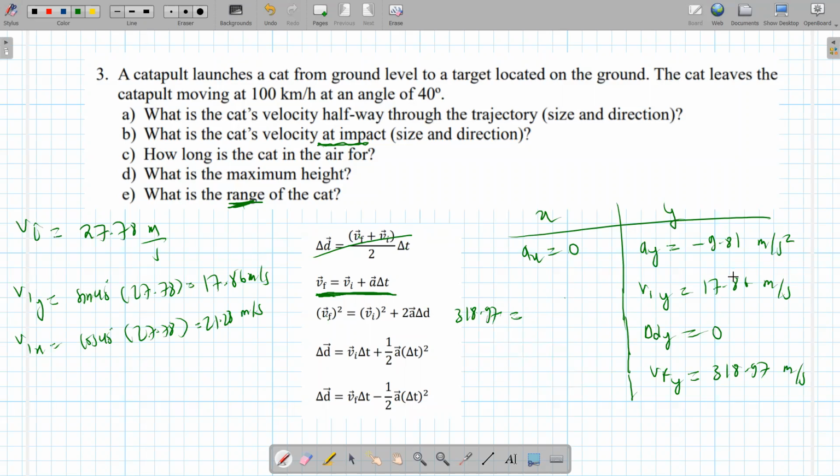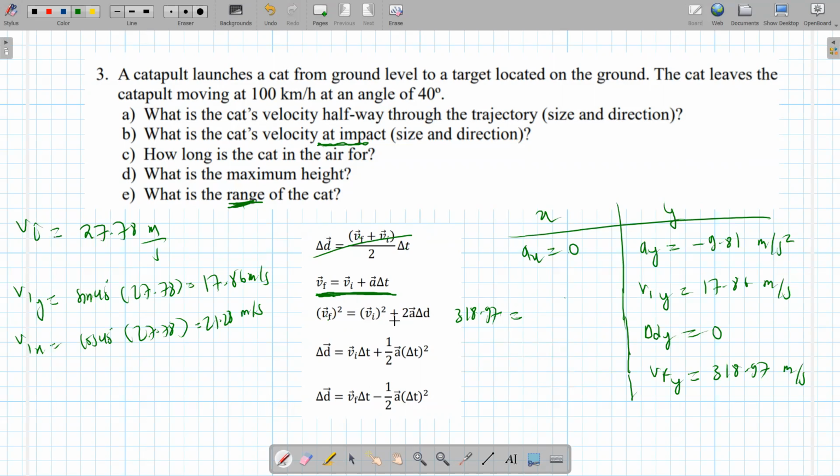Oh, wait. Just a quick question, sorry. After you do this, you just do like VI minus VF divided by time? Which one are you looking at? No. Okay, never mind. I'm thinking about something else. Okay, continue.